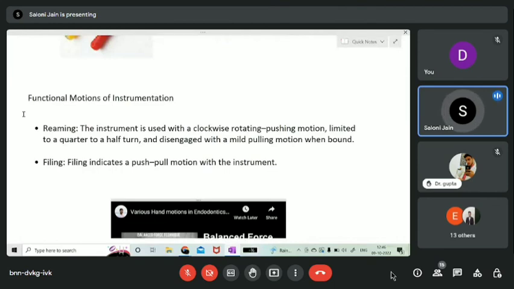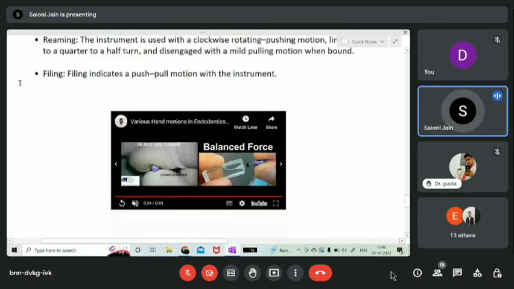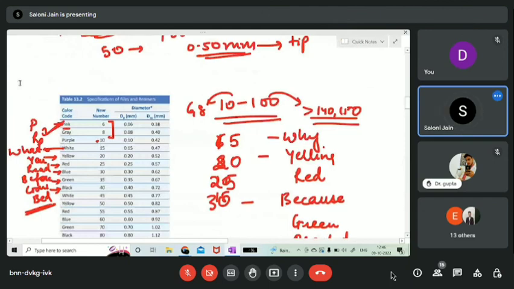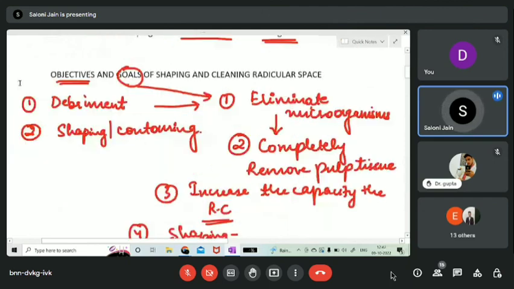So it's a very long chapter, but I guess this is very important to understand before you start with the shaping and cleaning: the basic instrument components, the basic instrument standardization, the various motions, the various instruments. In this session, we could deal with only this because of time constraints. And I hope that you must have understood the basics of shaping and cleaning. Any doubts anybody would have, any doubts they would want to ask or say?